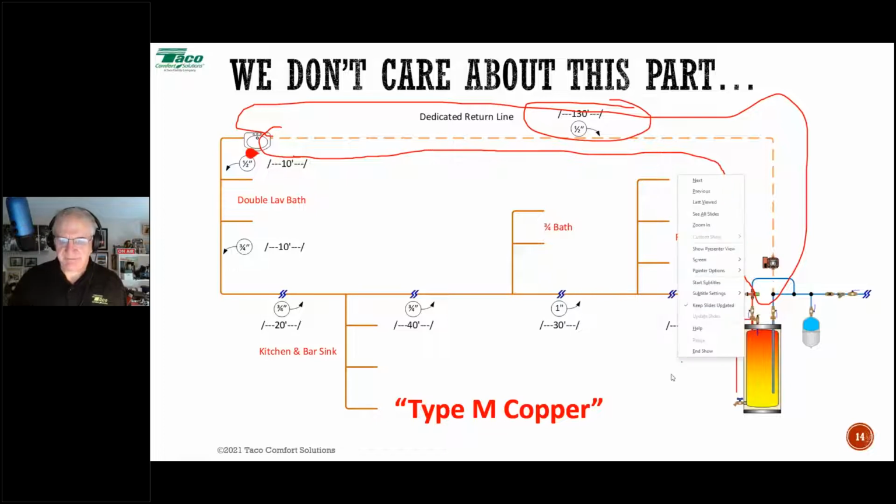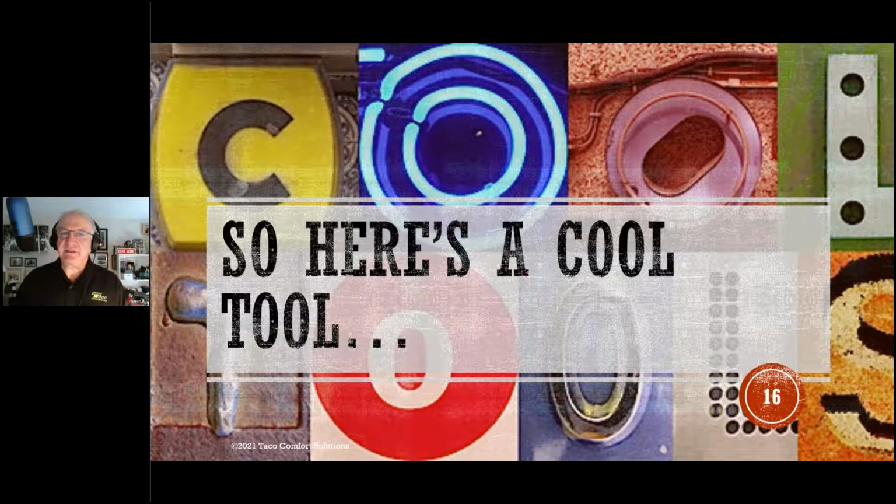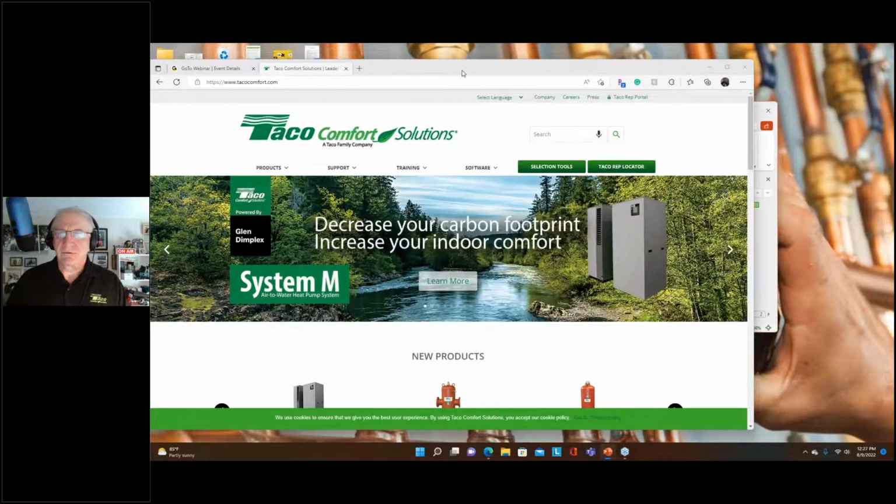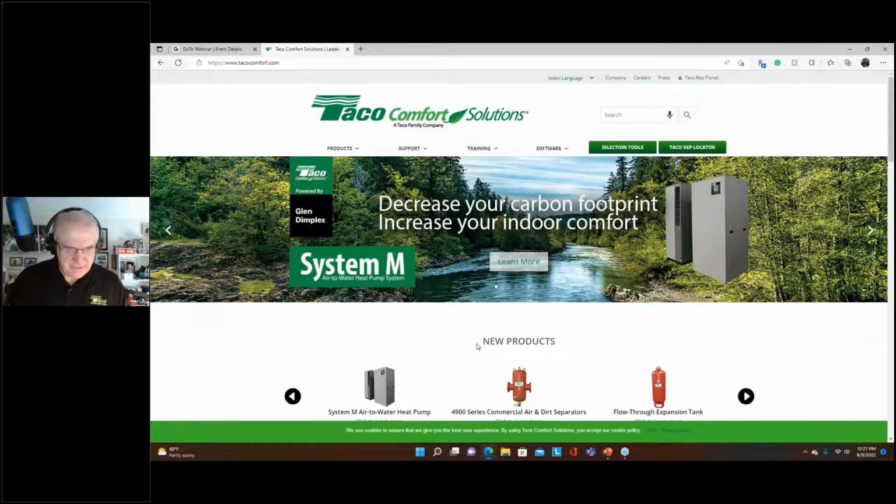Now I want to show you that cool tool. All right, let us check out the really, really, really cool tool. I'm going to just dump out of this presentation real quick and bring you here. All right, this is our Caleffi website. There you see the System M, that is our heat pump, but that's not what we're talking about today. We have a domestic hot water recirculation Size Right program on our website. And in fact, if you download our suite of apps from the App Store, you can get it on your phone as well.